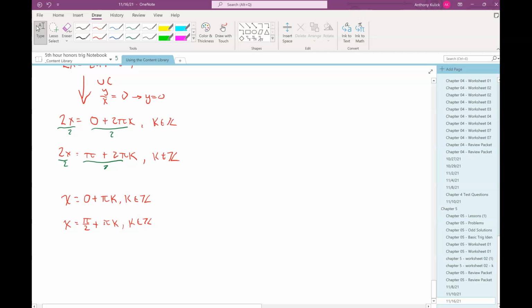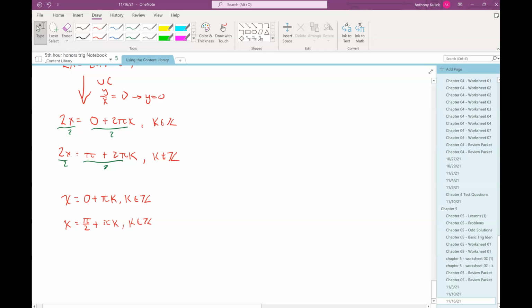Now look at these two infinite solutions. The first set we have 0 pi, 1 pi, 2 pi, 3 pi, 4 pi, right? On the second set we have a half a pi, 3 halves pi, 5 halves pi, 7 halves pi, or really a half a pi, 1 and a half, 2 and a half, 3 and a half, 4 and a half.